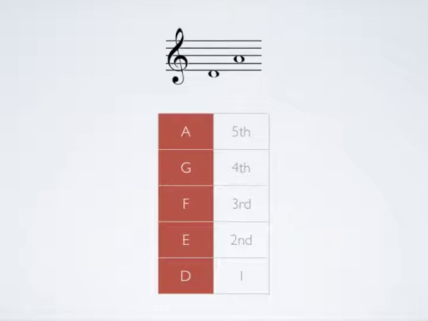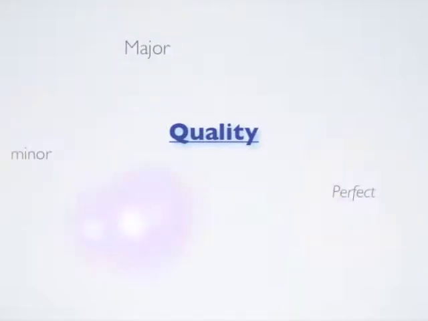So we've talked about the number part of an interval. And by the way, you can practice just this part inside Music Theory Pro. But for now, we're going to go on and talk about the quality of an interval. Quality refers to terms like major, minor, perfect, augmented, and diminished.